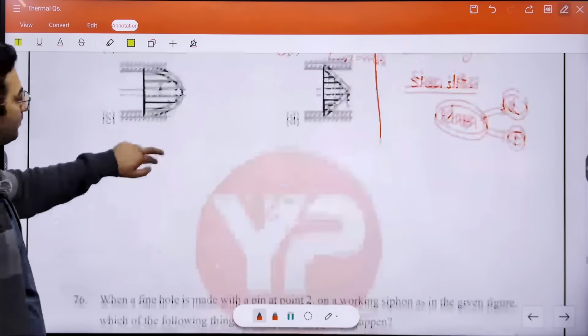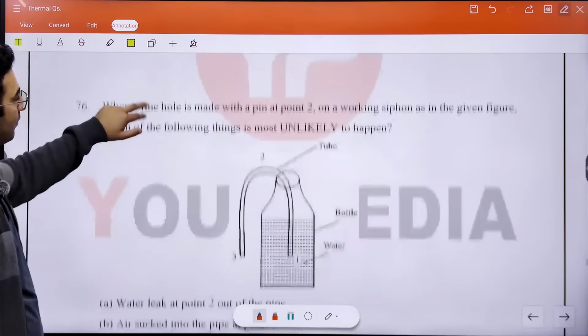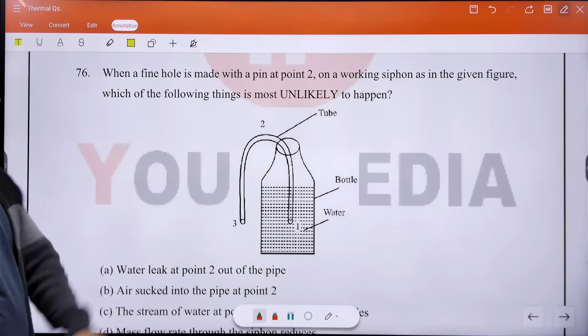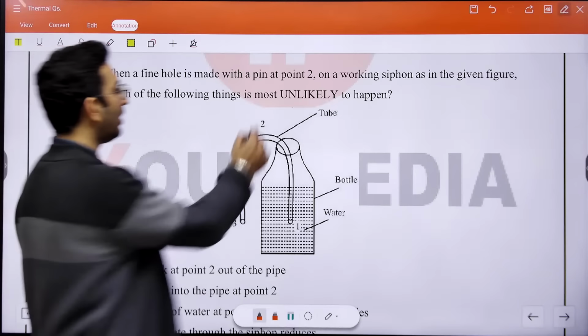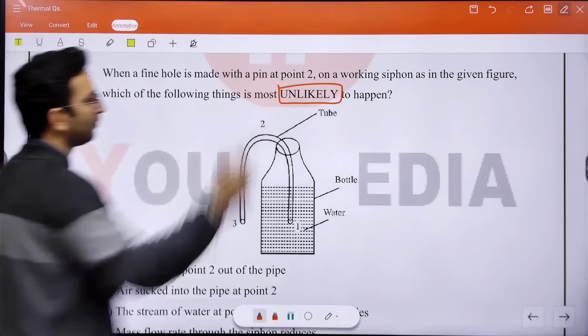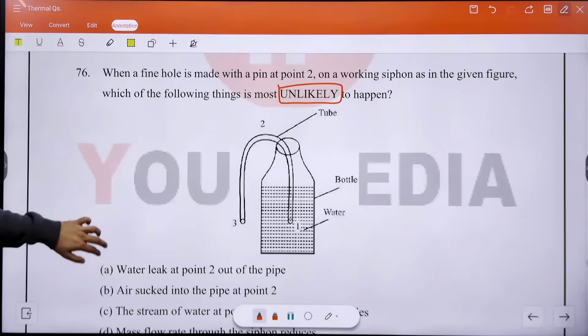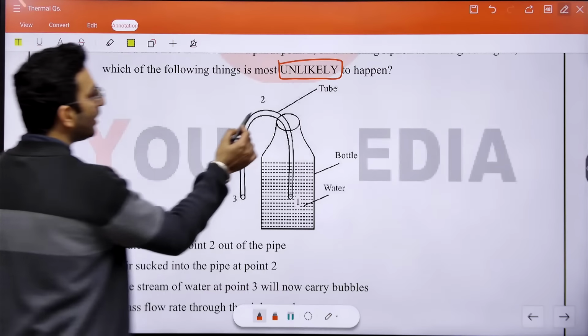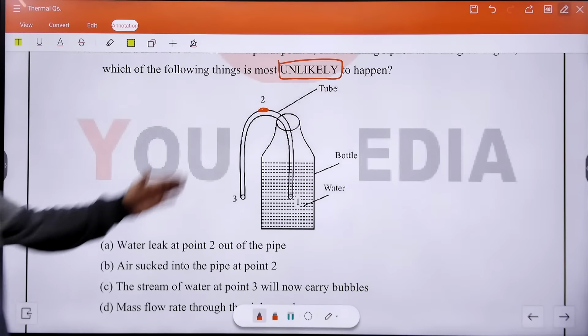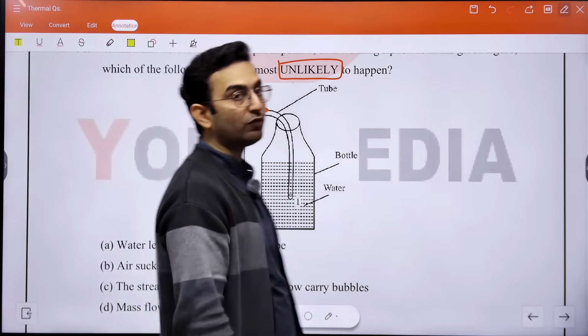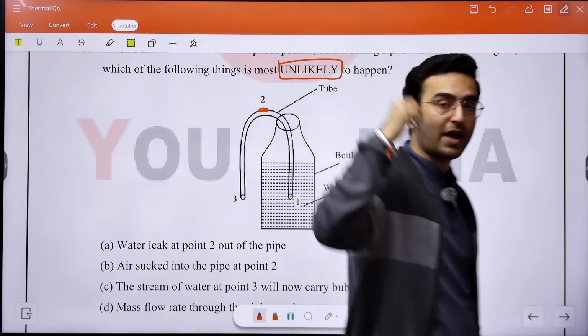Next part. When a fine hole is made with a pin at a point 2 on a working siphon as given in the figure, which of the following is most unlikely to happen? Unlikely to happen here, which cannot take place. First of all, just see, if I create a hole at this particular point, there is very less chance that the fluid is flowing out of this point number 2. Why? Because the point 2 is at some height here.